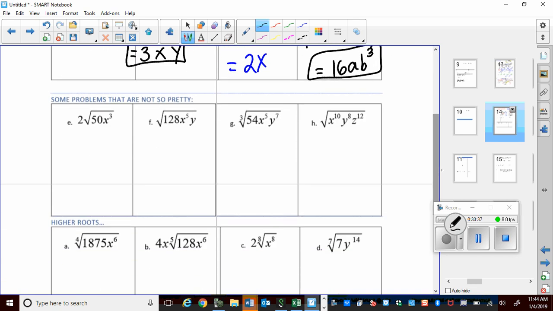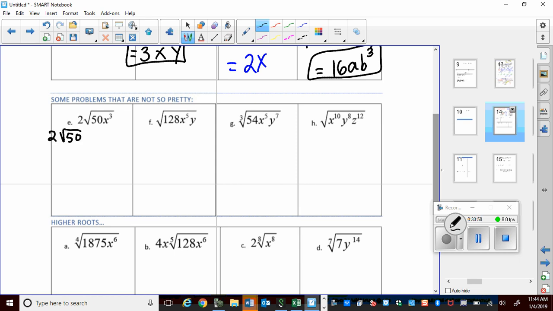Okay? So, some problems that are not so pretty. So we're going to be using pretty much the same techniques, but these radicals are not perfect. So first I'm going to figure out what this is. So I'm going to do parts.